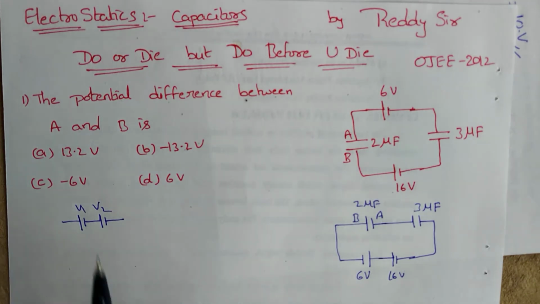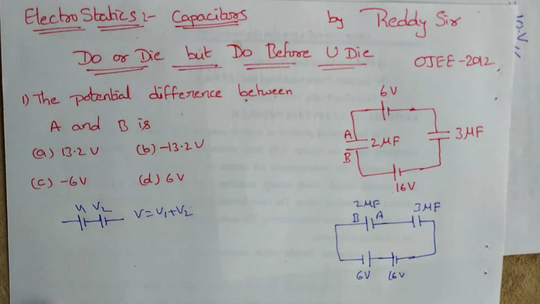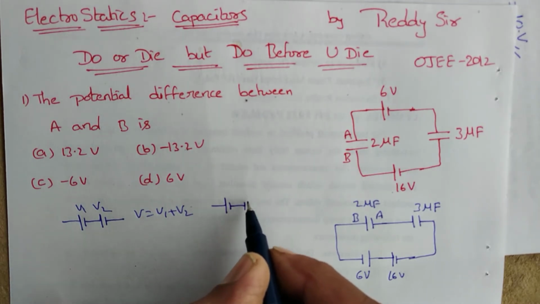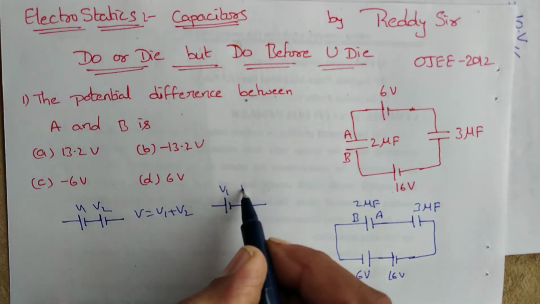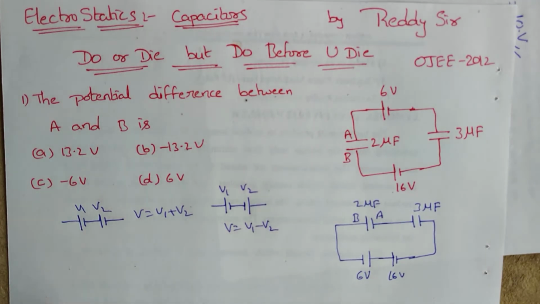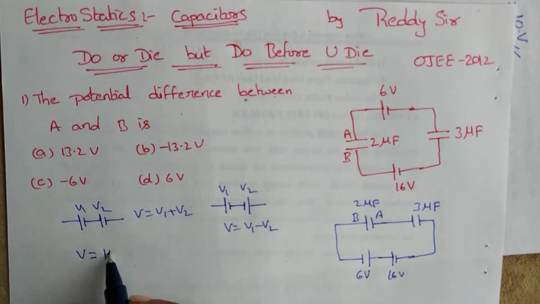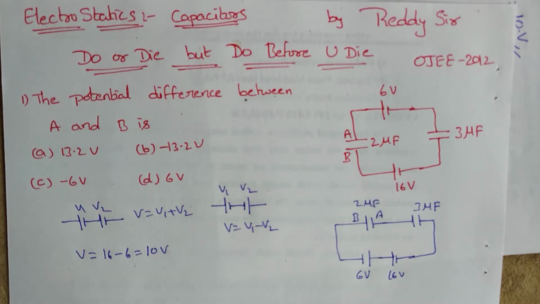We know that if two voltage sources are connected like this, then V equals V1 plus V2. If the sources are connected in reverse, then V equals V1 minus V2. Right or wrong? Here also they are connected in the reverse way. So V equals 16 minus 6. How much? 10 volts. V equals 10 volts.